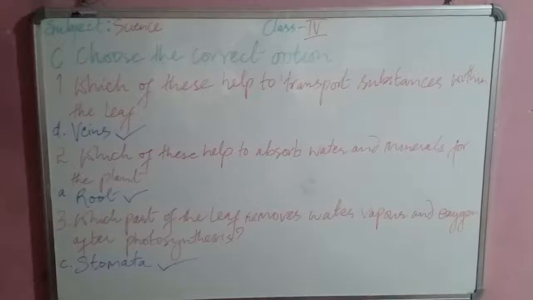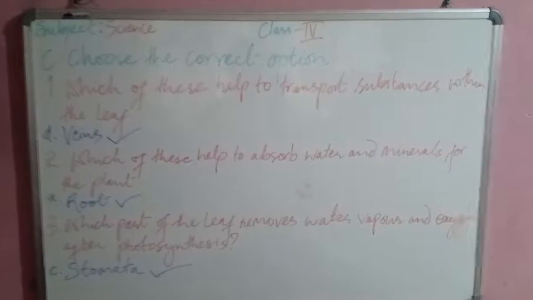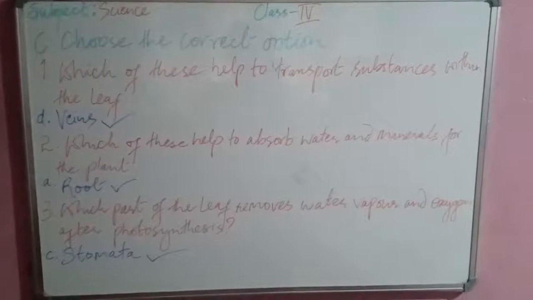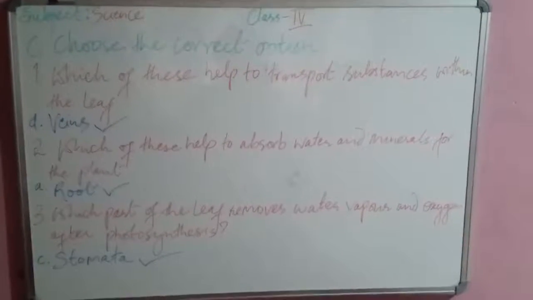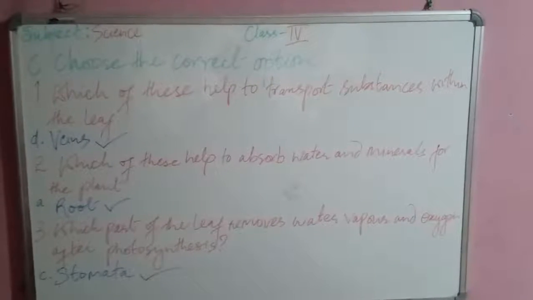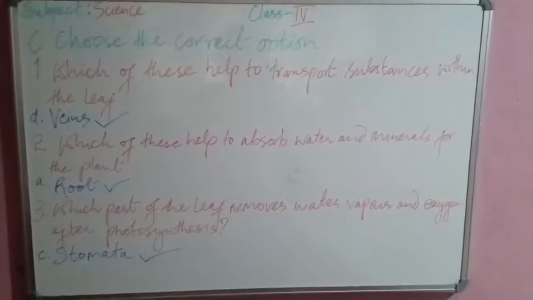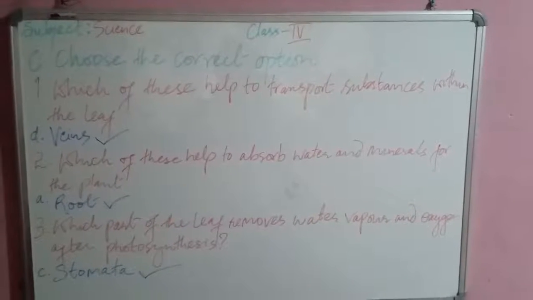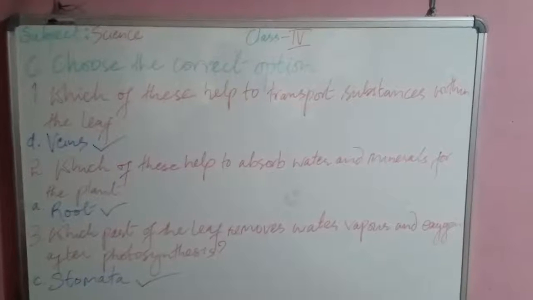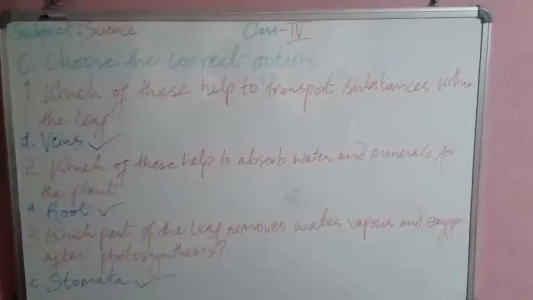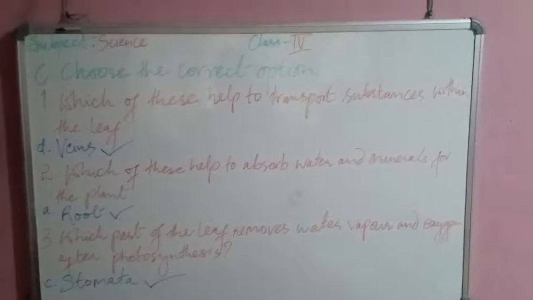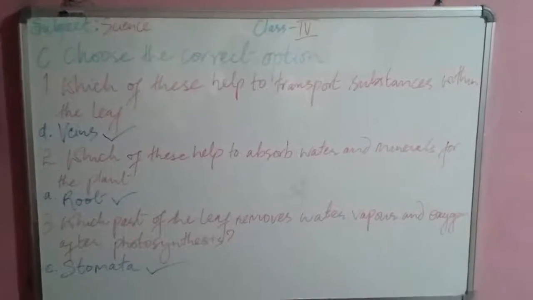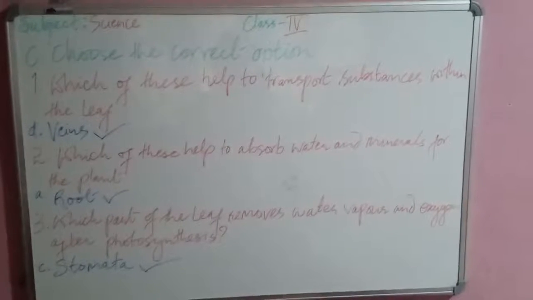After this, question number 2, which of these help to absorb water and minerals for the plant? So we have options like root, stem, leaves and veins. So root is the correct option. Question number 3, which part of the leaf removes water vapor and oxygen after photosynthesis? And your options are leaf blade, main vein, stomata and side vein. And the correct option is stomata.